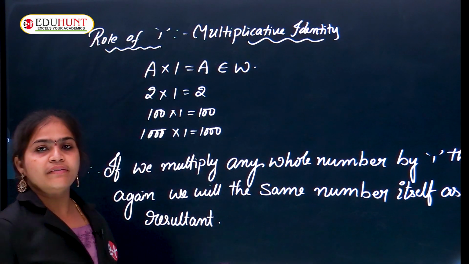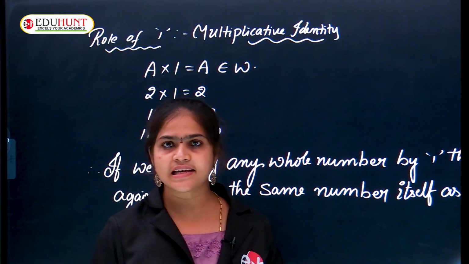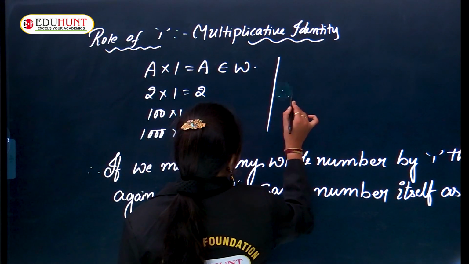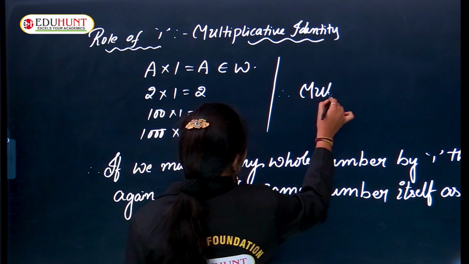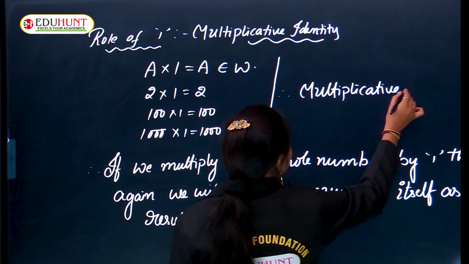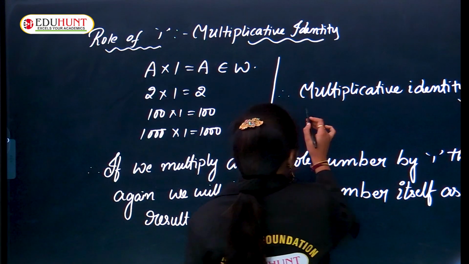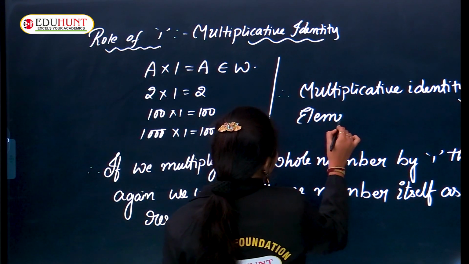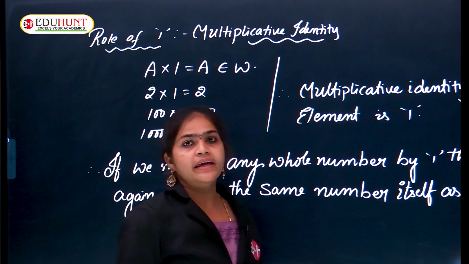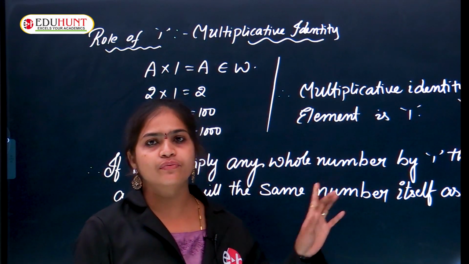Understood, ma? By any number, if you multiply with 1, again you will get the same number itself as a resultant. Understood? And in the same way here, what is the final statement? Multiplicative identity element, what is that? The multiplicative identity element is, which element? 1. Now here the additive identity element is 0, the multiplicative identity element is 1.